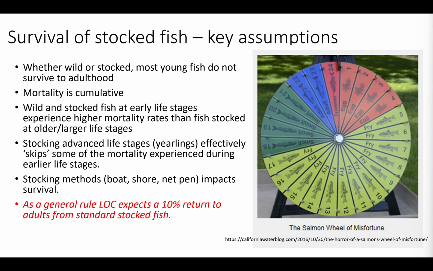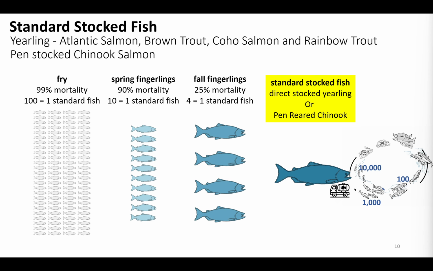It leads us to a couple of rules where we treat fry. So we do stock fry. So we have a rule here that says if you stock fry, you have 99% mortality to a standard stock fish. And if you stock spring fingerlings, you have a 10-to-1 or 90%. So you can stock 10 fry for 1 standard stock fish. And we have some science on some fall fingerlings for lake trout and coho, where we actually had some metrics, and we boil it down to about 25%, so 4-to-1.